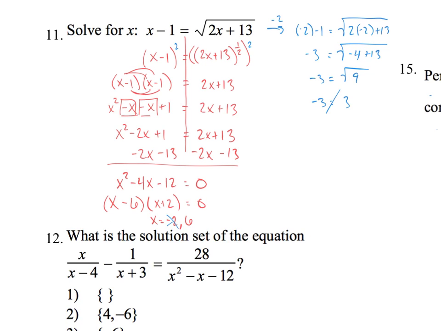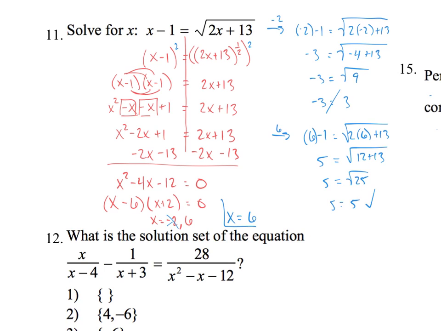Now let's try 6. 6 minus 1 equals the square root of 2 times 6 plus 13. 5 equals the square root of 12 plus 13. So that's going to be 5 equals the square root of 25. 5 equals 5. That one checks out. So my answer is x equals 6.